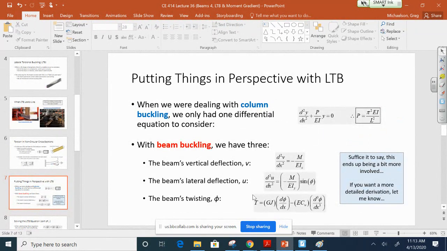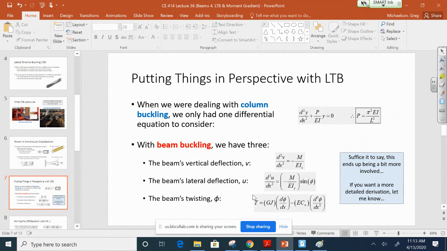Now, to give you an idea and to put things in perspective with LTB, when we were dealing with column buckling, we only had one differential equation to consider. We had basically just the bending. And what we did is we solved this equation up top. We had the second derivative of deflection plus this term alpha squared times y, and alpha squared was P over EI. And that gave us this term that you see over here in the box. We only had the one differential equation to consider.